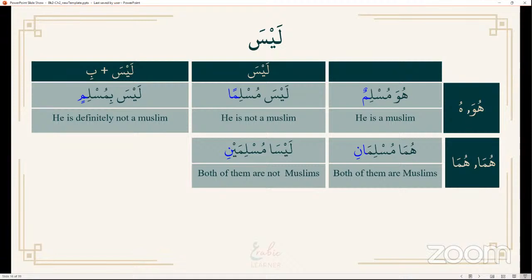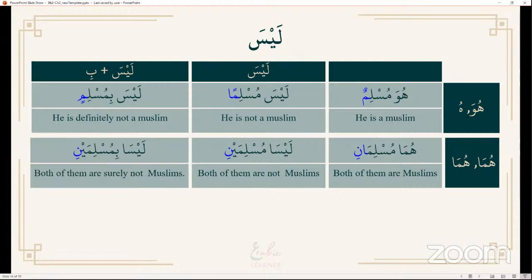Laysa bi Muslimaini, again, mashallah. What is the status of Muslimaini in this? Jar, yes. And why is it Muslimaini here and Muslimaini here also? Because here for the duals, the nasab and jar are the same. It is aini and aini. Okay, it is the same.